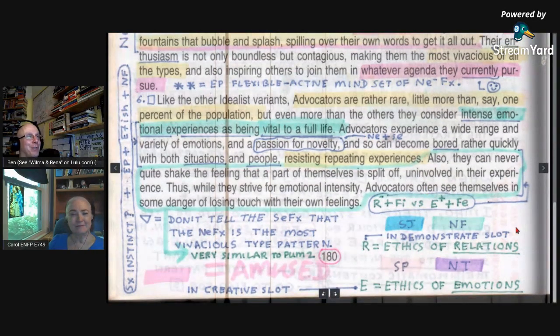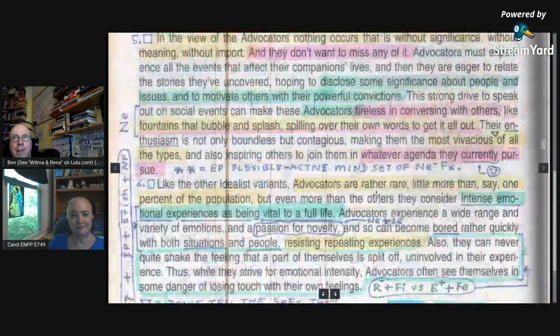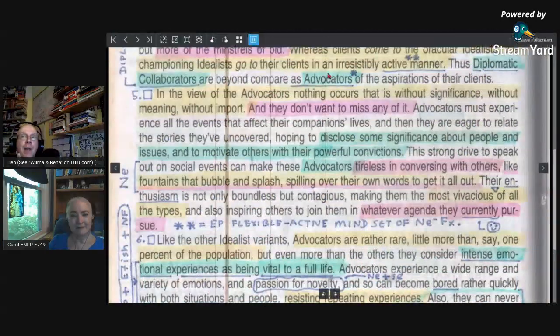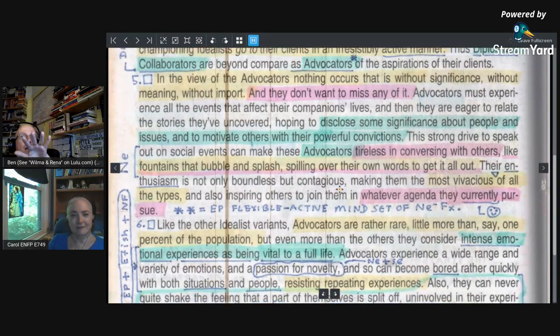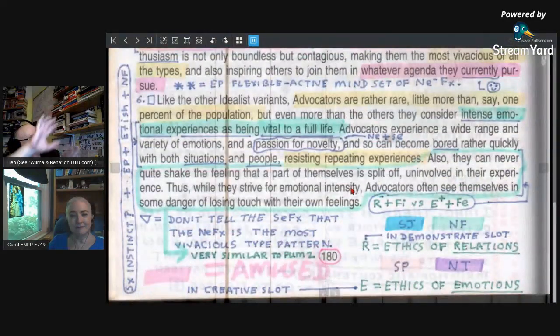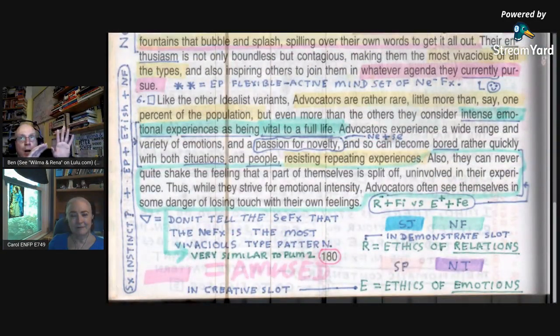The concluding chapter of this point, we'll probably be able to make this a two-parter because it's about a five-page profile and the fifth one's about 2 inches. All right, like the other idealist variants, what have we got here about flexible? Something in there about flex. Oh, yeah, active manner, because they are an EP, and EPs are extroverted and flexible, so that's part of the mindset of ENFP, the flexibility.